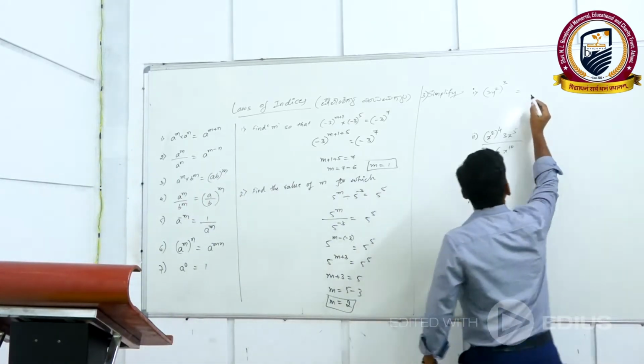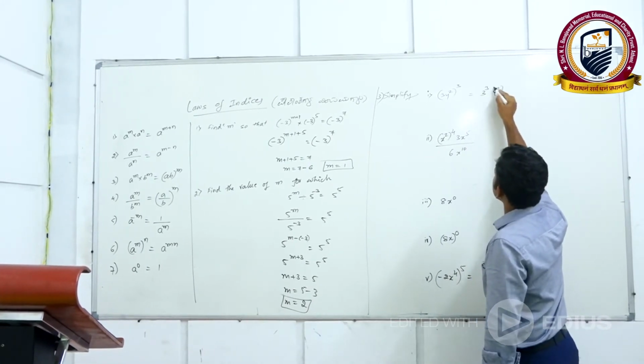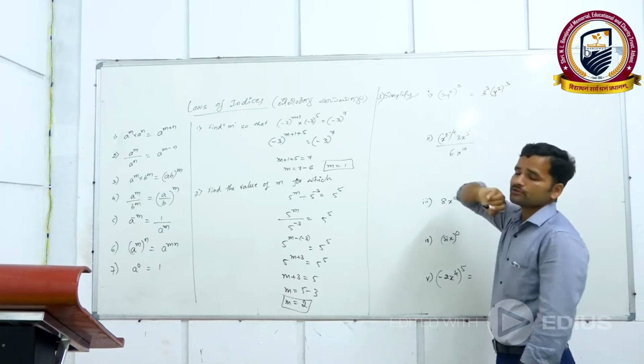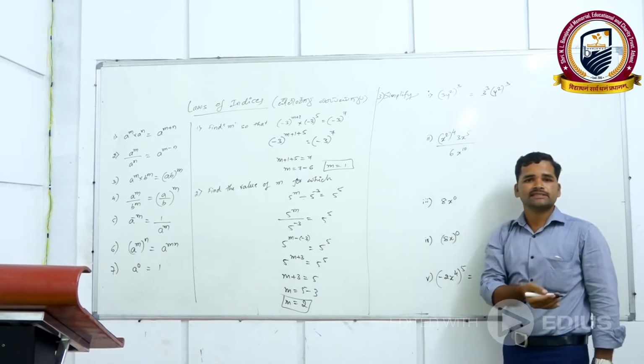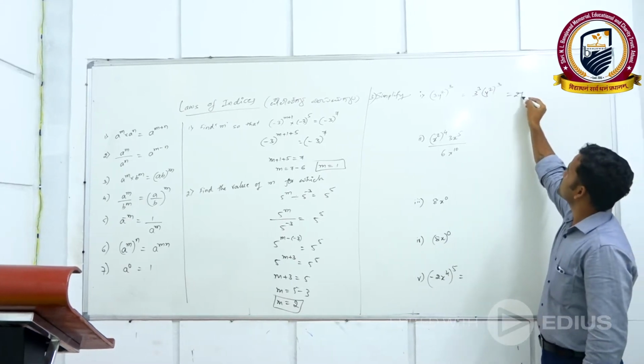Means 3 to the power of 3 into y square to the power of 3. 3 to the power of 3, 3 is getting multiplied 3 times, 3 into 3 into 3. That is nothing but 27.